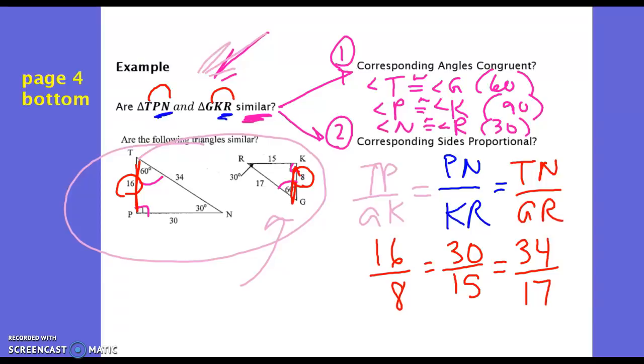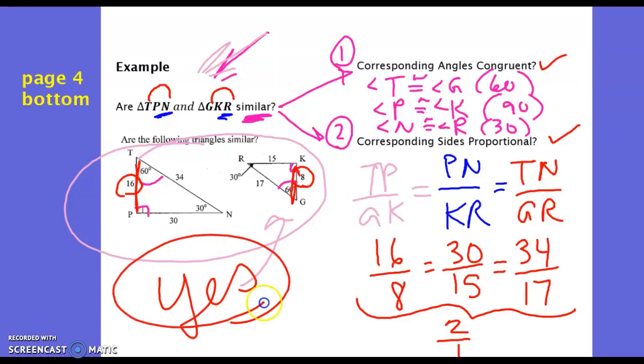Now, are these proportional? Do all of these equal the same ratio? They do. If you simplify each one of these fractions, it would be 2 to 1. And so they are proportional. So both of our criteria have checked out. The corresponding angles are all congruent. The corresponding sides are proportional. And so we know that these two triangles are similar. So we did all that work just to write down one answer. Yes, those two triangles are similar.